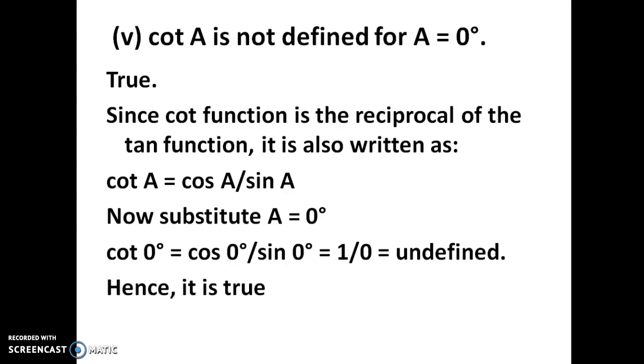So the question is that only: cot A is not defined. Yes. Why? Because we are getting 1 by 0. It is not defined. So the given statement is true.